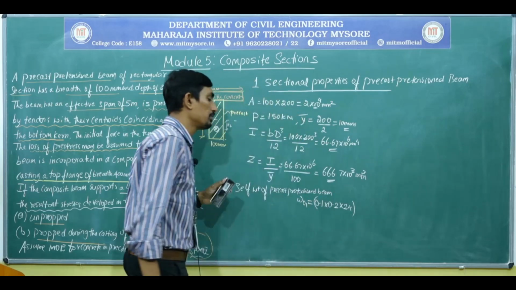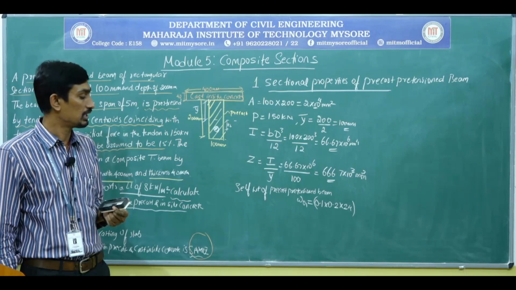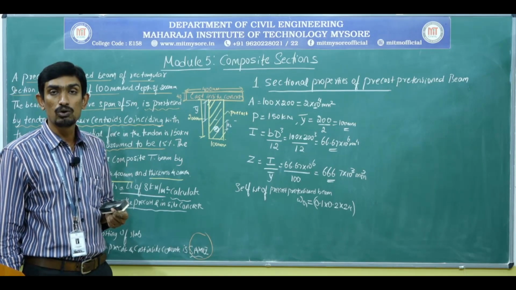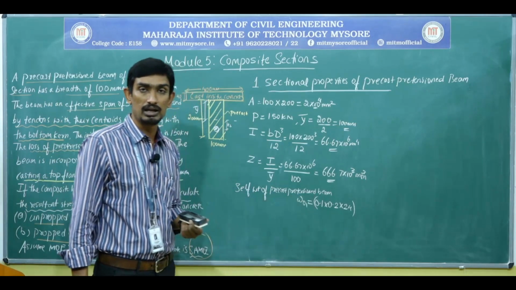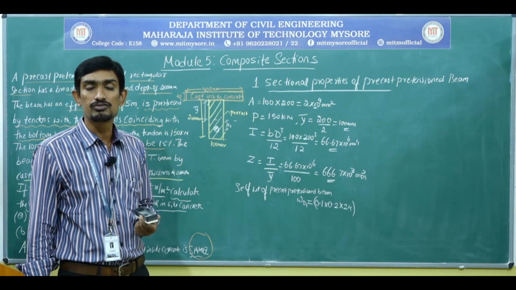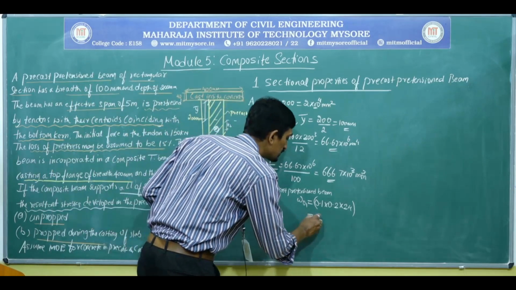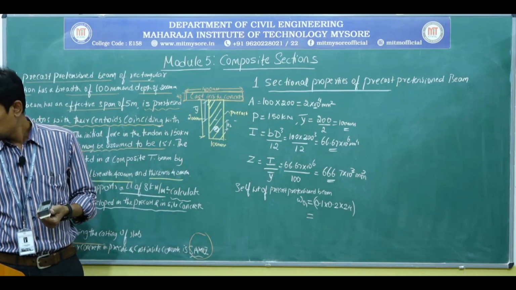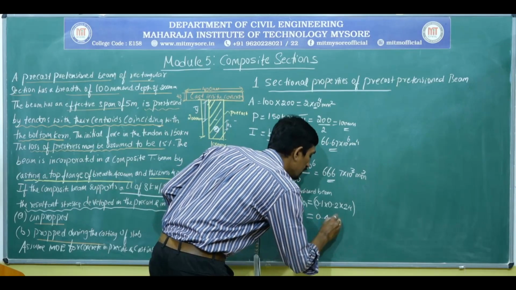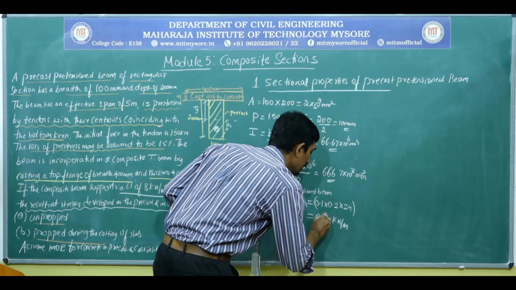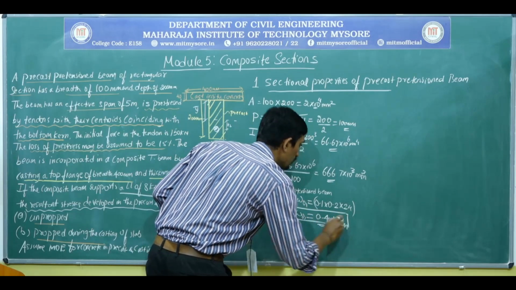I have already taught in module number 1 why I need to substitute in this fashion: because I want the answer in kilonewton per meter. Hence I need to substitute all the dimensions in meter and also the density of concrete in kilonewton per meter cubed. So WD1 will be 0.48 kilonewton per meter.